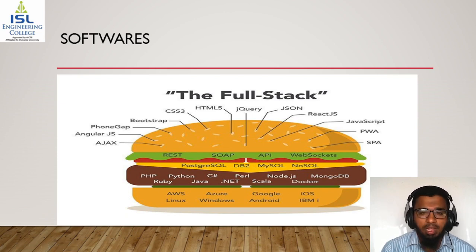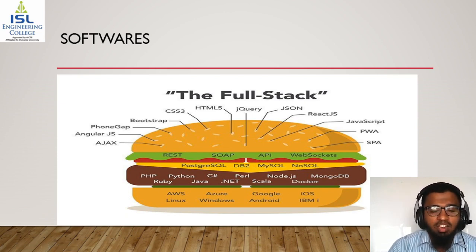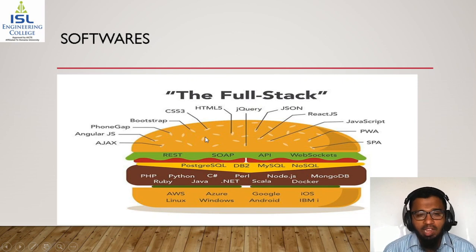And here the last image. As I gave you the example of bikes, like Splendor, Passion, Pulsar, here the full stack is nothing but there are so many things in the front end. In the front end you will get HTML5, CSS, Bootstrap, PhoneGap, AngularJS, Ajax, jQuery, JSON, all this will come under front end. Like when you see the burger, you will see the top one. So this is about the front end.